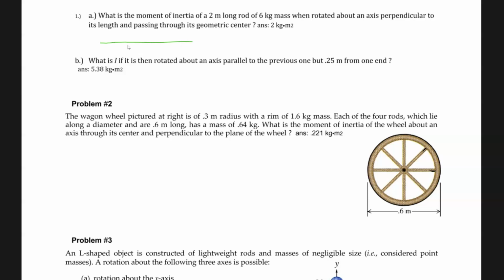My axis is going through the geometric center, and we're spinning about that. So I have 1 meter on each side, right? So if I look at my moment of inertia formula, that is going to be 1/12 ml squared. So it's going to be 1/12. My mass is 6. My L is 2 meters long. We're squaring that. So we're going to get 2.